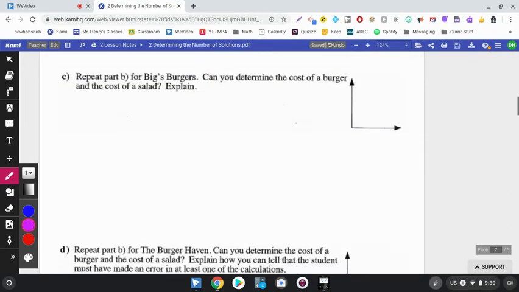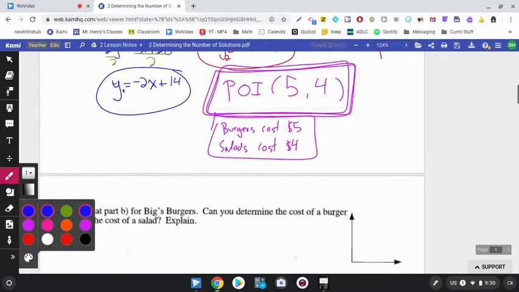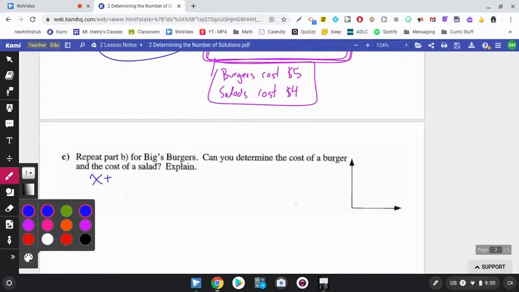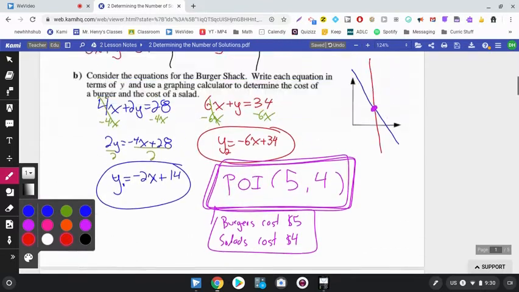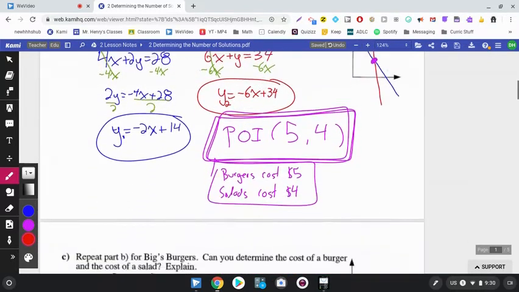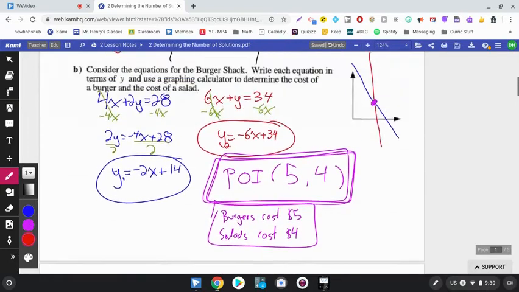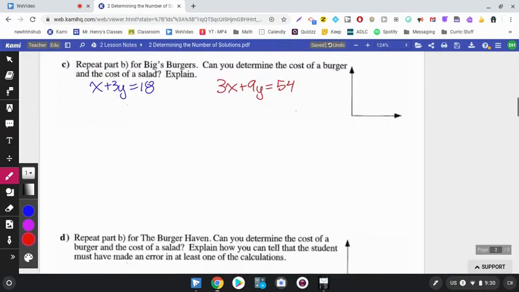So I'm giving myself lots of space. Now we're going to go over to Big's Burgers. We're going to do those equations, which were x plus 3y equals 18. That was one of them. And the other one was 3x plus 9y equals 54. Okay, I figured out Burger Shack. Now let's go over to Big's Burgers.